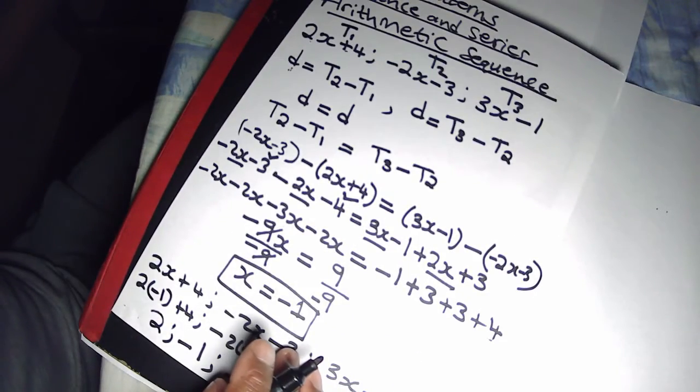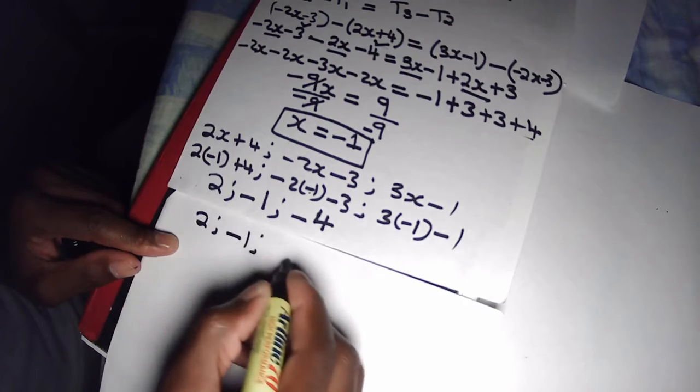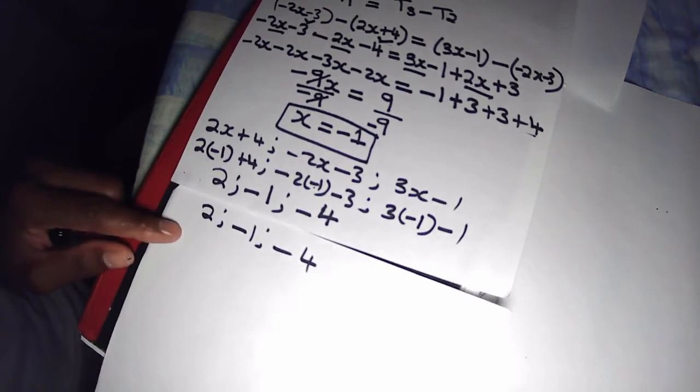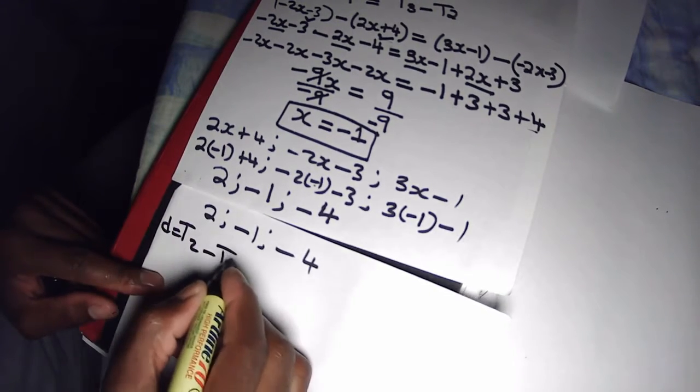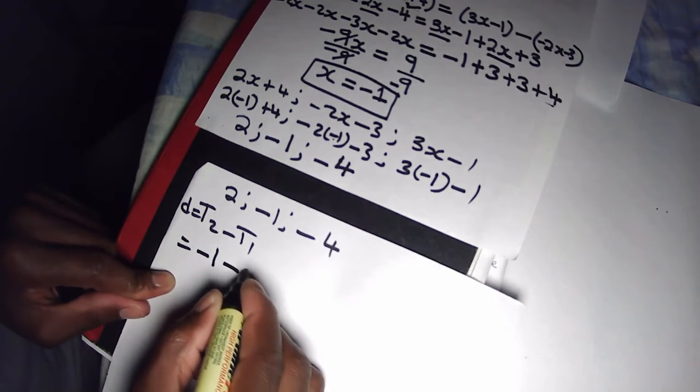The arithmetic sequence. We can try and prove whether this sequence has a common difference. Okay, let me write it down. 2, negative 1, negative 4. Okay, so that is D is equal to T2 minus T1, right? So what is T2? T2 is negative 1, so negative 1 minus 2, we get negative 3.